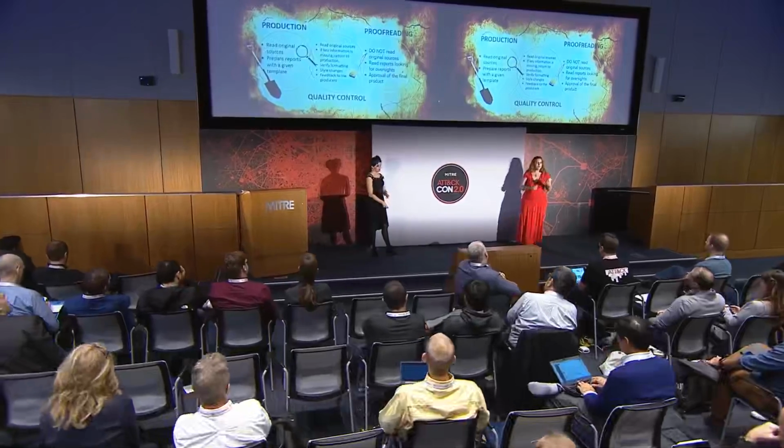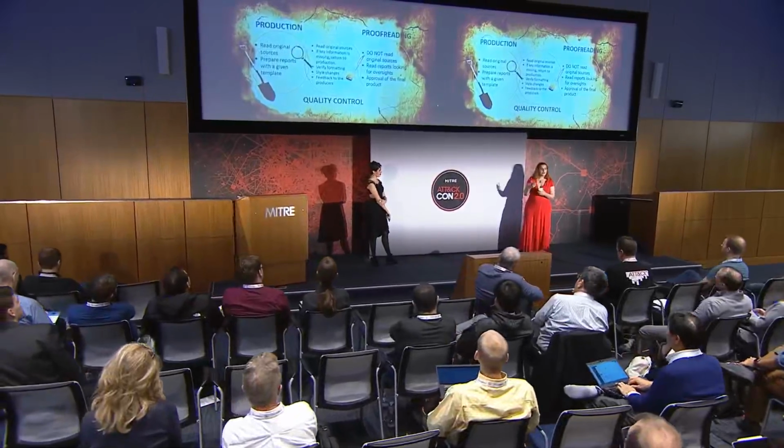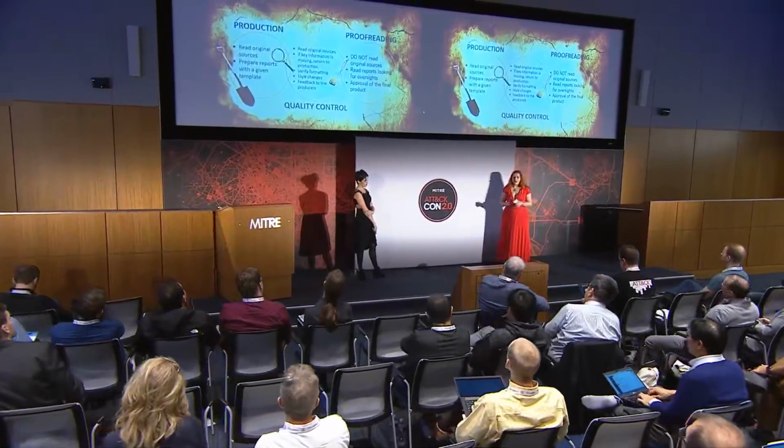Maybe the producer forgot a technique or missed something, or the formatting is not right, and then it will be sent back to production until it's good enough to go to the proofreader, who will be the final set of eyes that will review all the content before it gets approved and becomes accessible to the client.